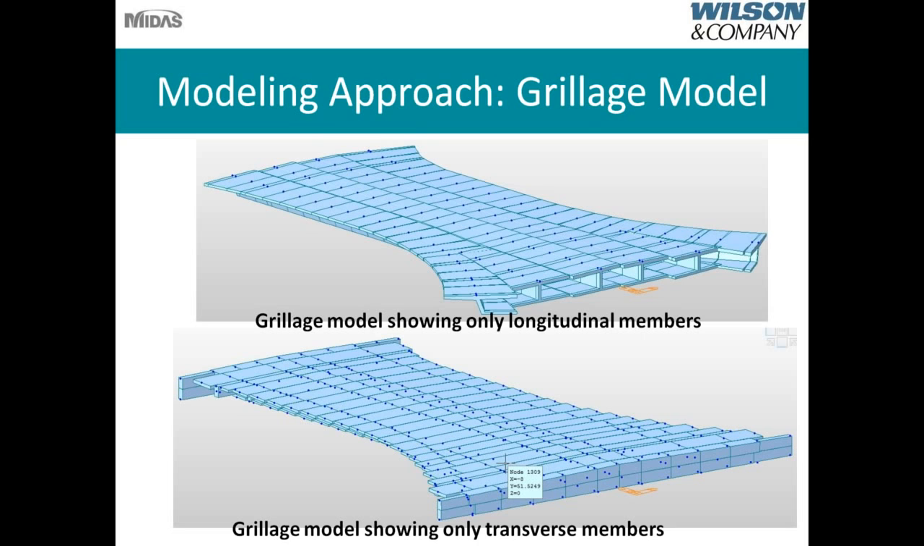So here's kind of an overview of the grillage model. The top image is showing you the grillage model longitudinal members only. So you see here, Midas allows you to take a good look at the geometry you're putting in. Each of these cross sections was entered individually. All right, and then taking a look at the transverse members here, we have the top slab, bottom slab, the end diaphragm, and the lifting diaphragm.